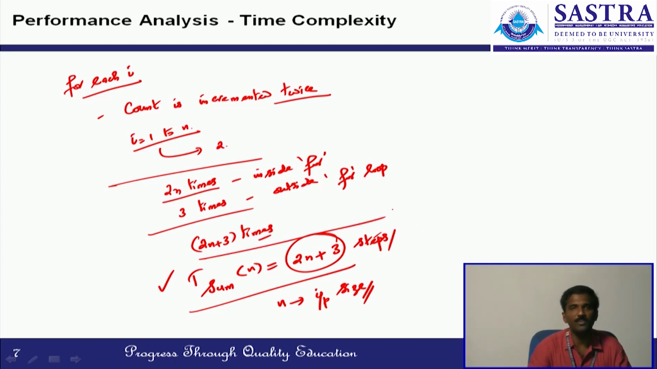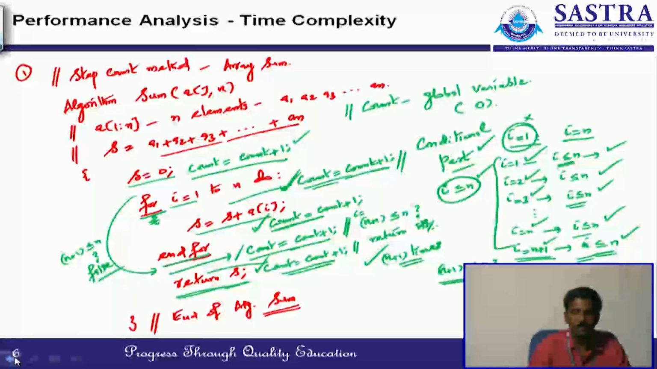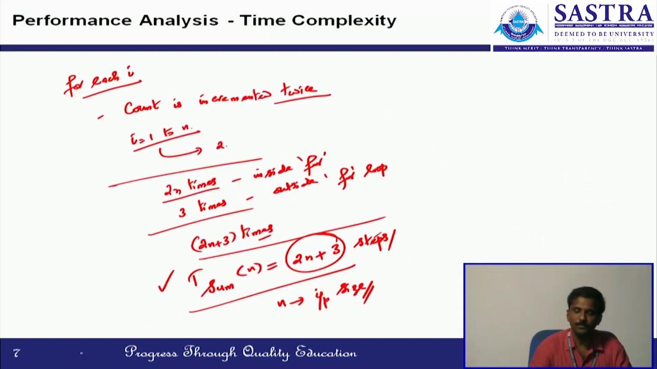Since count is initially 0, once the algorithm completes its execution, the final value of count is clearly 2n plus 3 steps.